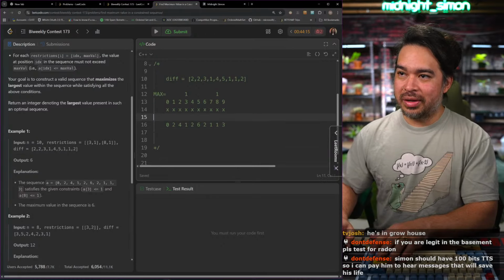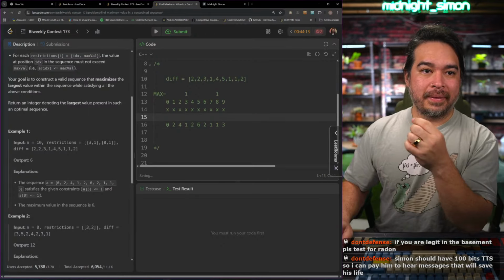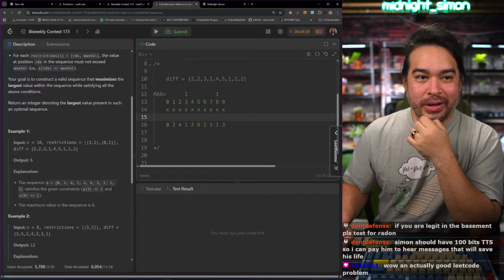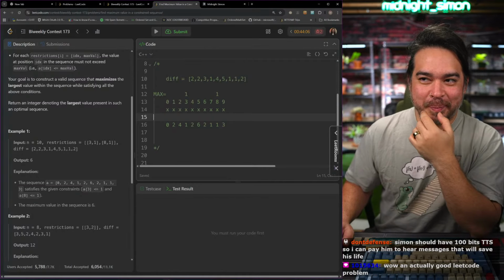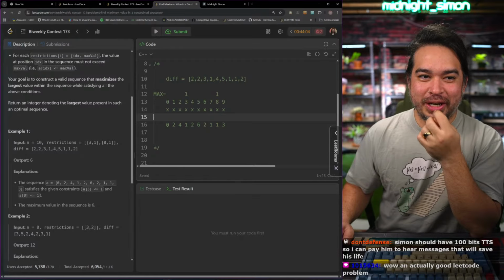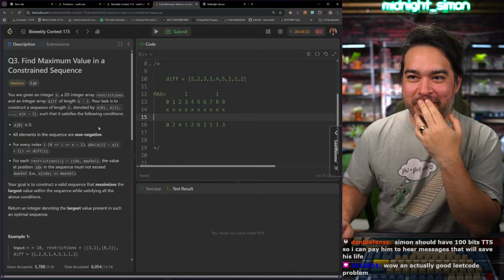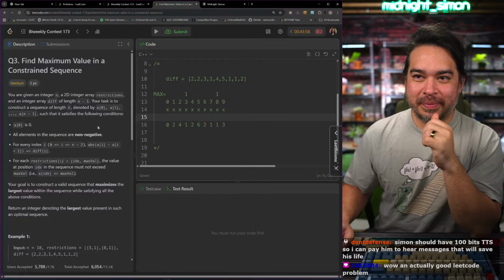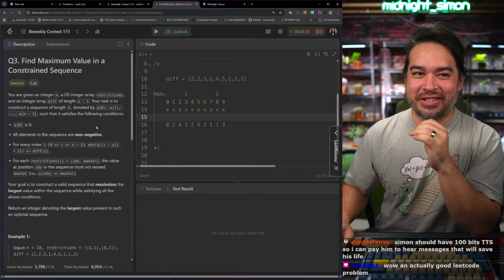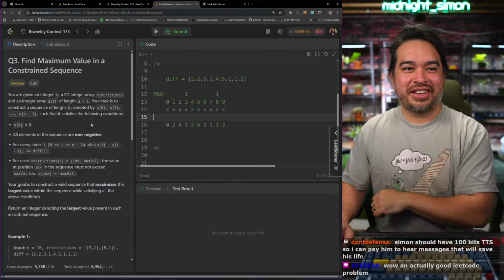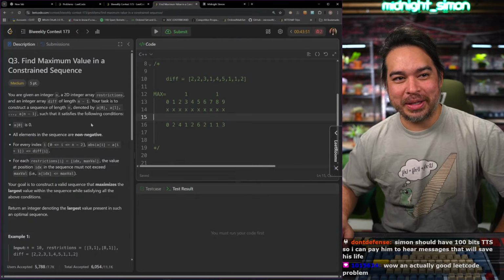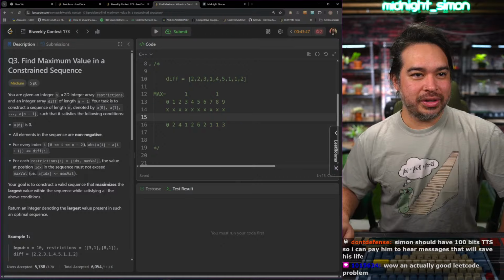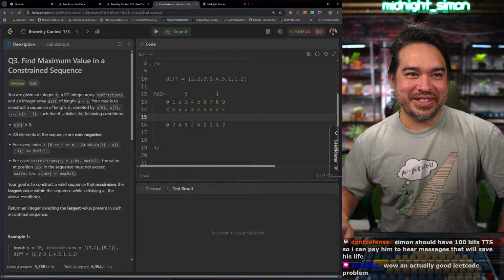So how the hell? If you're legit in the basement, please test for radon. Hey, I saw your message about that, and I didn't test. But I looked up people in the area talking about it, and everyone who tested in this area said it was okay. So maybe I might just skip it. Or maybe I should just test it. He's in a grow house? Nah.